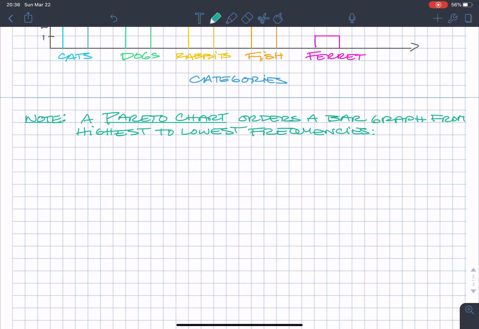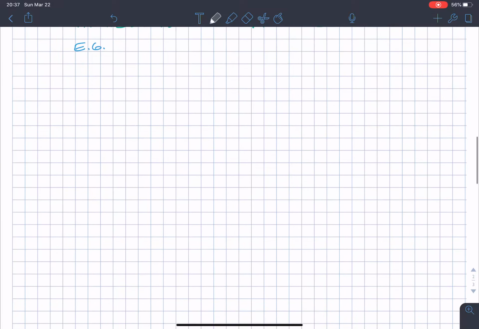So for example, if I were to recreate the bar graph above, what would I get? So let's see. 1, 2, 3, 4, 5, 6, 7, 8, 9, 10, 11, 12, 13.